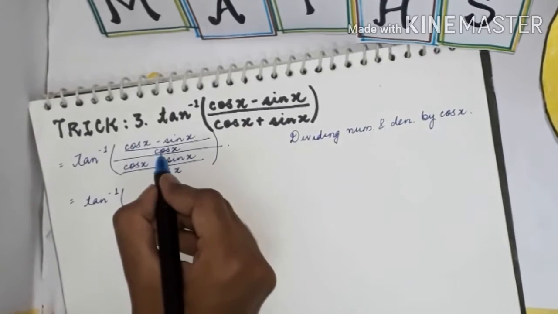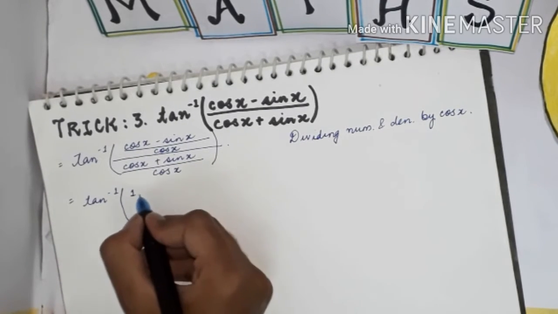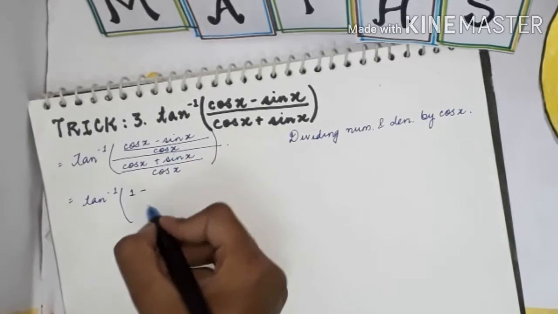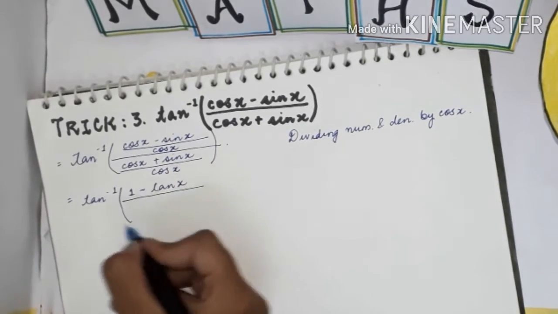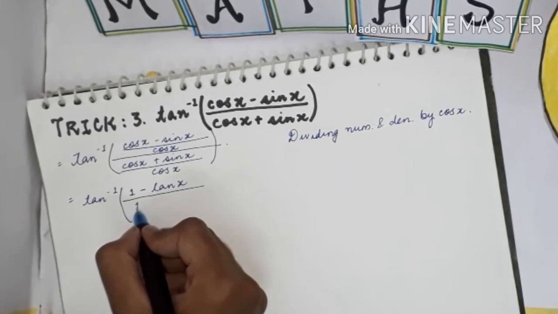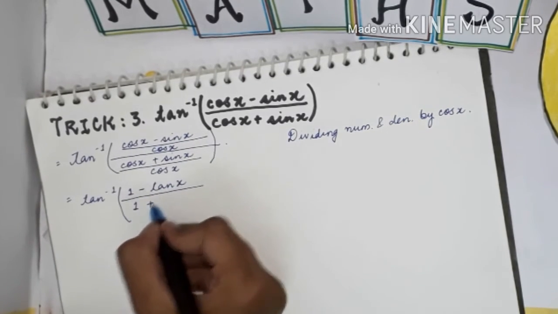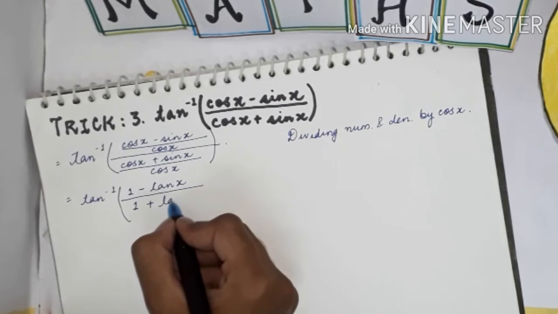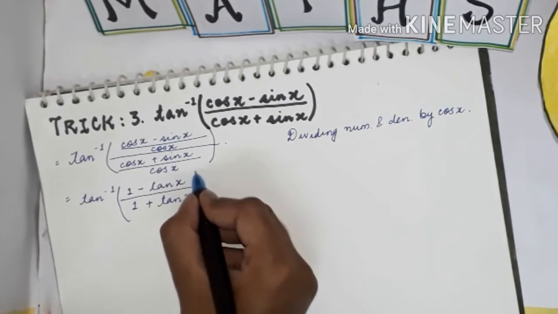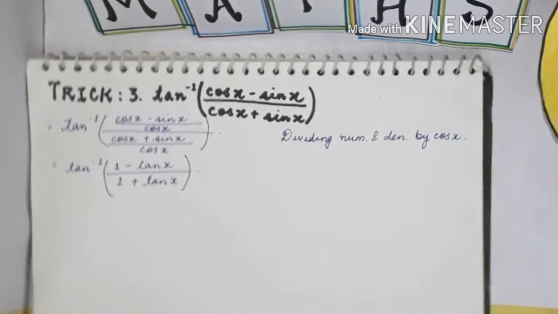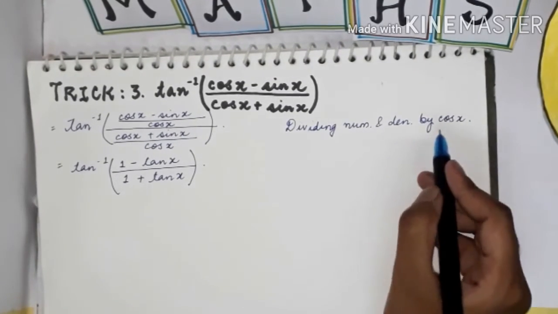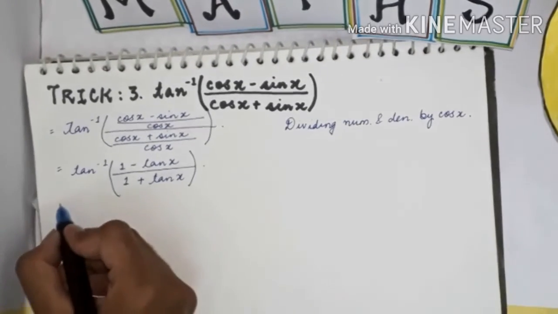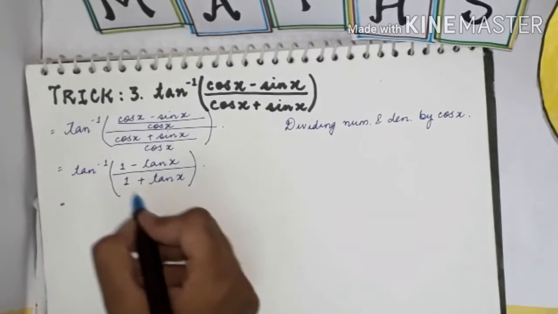Here, cos x upon cos x is 1, minus sin x upon cos x is tan x, upon cos x upon cos x is again 1, plus sin x upon cos x is tan x. Keep in mind this first step, you have to divide numerator and denominator by cos x. Now let's move on to the second step.